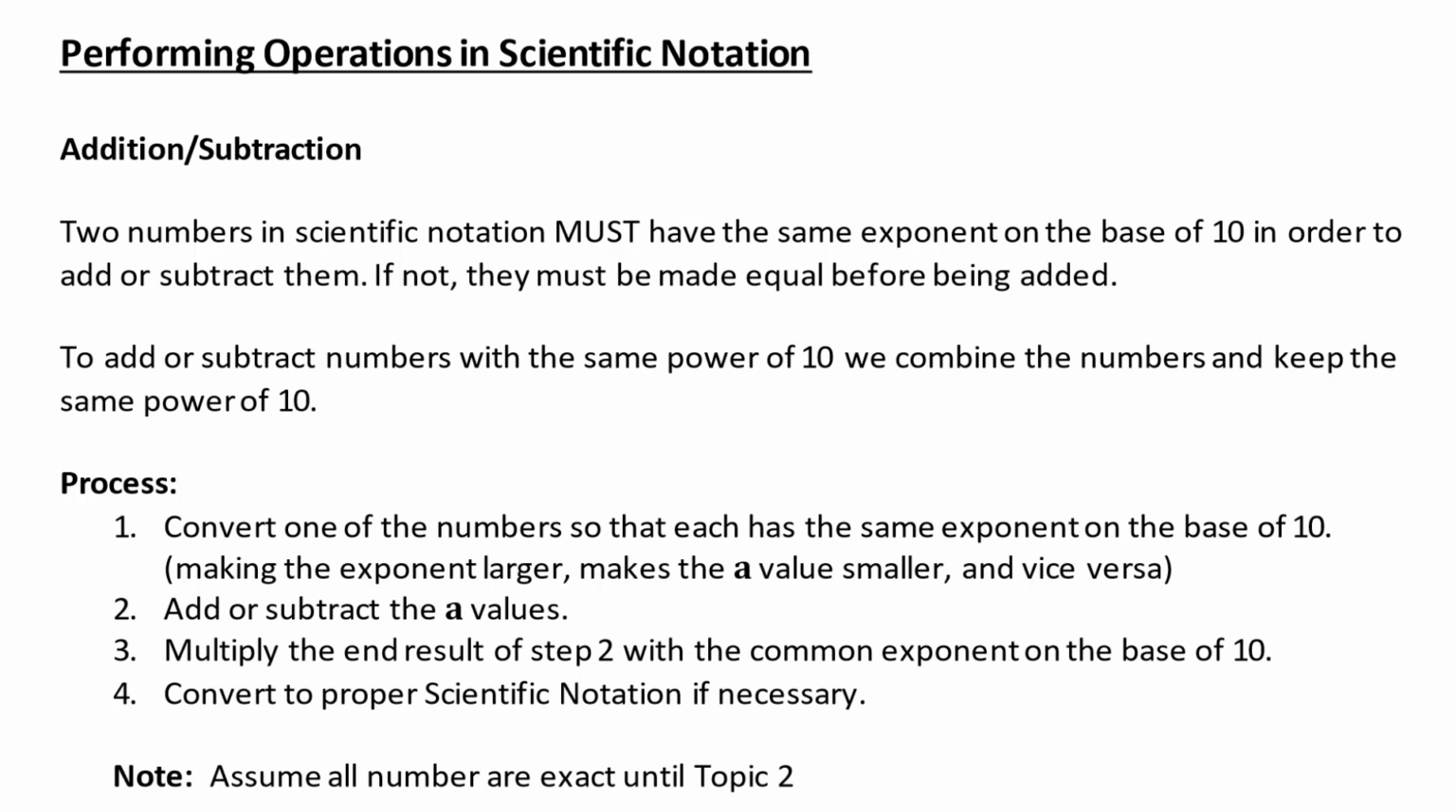Let's now examine performing mathematical operations with scientific notation. First, we'll discuss addition and subtraction, then multiplication and division. Addition and subtraction is actually much more challenging than multiplication or division. The reason why: if we're adding or subtracting two numbers, the exponent on the base must be the same. If they're not the same, we adjust them to make them equal. We then add the a value, the number that's multiplied by 10 to some exponent, and then we put them over the same power of 10. Let's go through the process and show you an example.